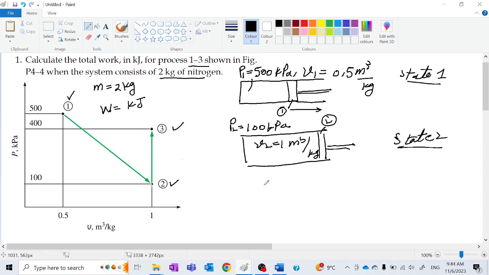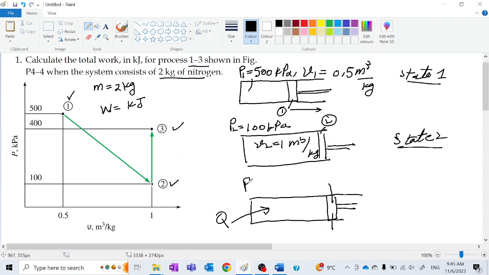Then from process 2 to 3, what happens? Piston does not change its position. It means it stays here. But now it cannot move and pressure is increased at constant volume. How can it happen? Might be some heat is supplied to it. Due to this, pressure is increased at constant volume. So new pressure P3 is 400 kilopascal and volume at state 3 should be equal to the volume at state 2, which is 1 cubic meter per kilogram. So this is actually happening.